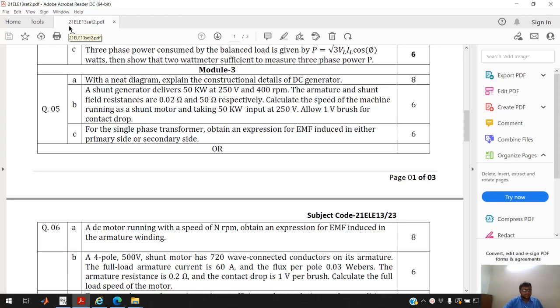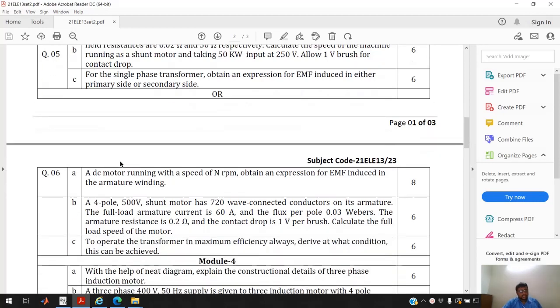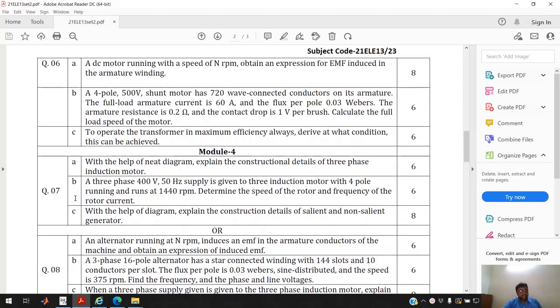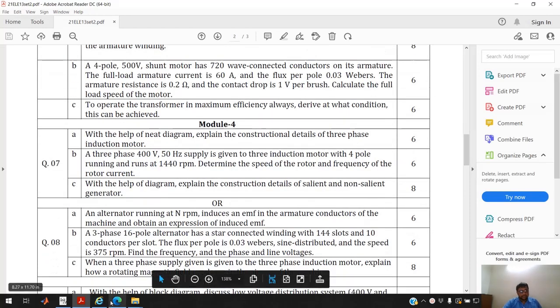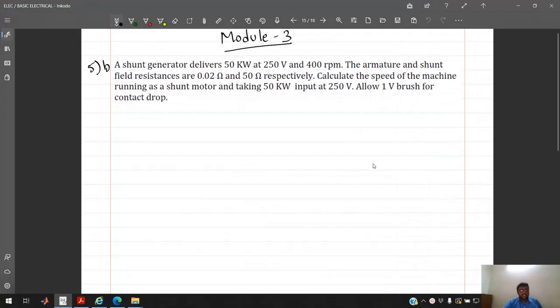Coming to the problems, question numbers 5b and 6b are from Module 3, and question numbers 7b and 8b are from Module 4. So let us see Module 3, problem 5b.